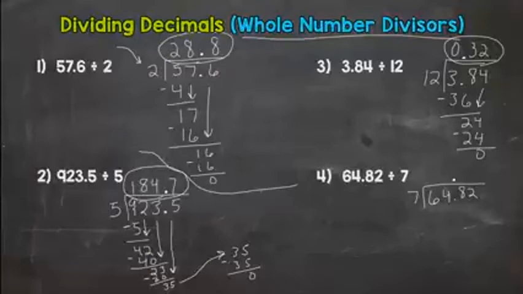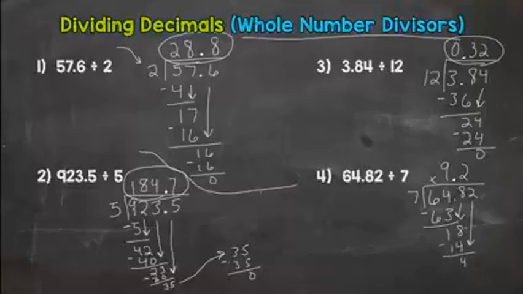So think of your 7s here. Well, I know 7 times 7 is 49, but I can get closer than that. 7 times 8 is 56. 7 times 9, 63. That's as close as I can get. So a 9. Make sure your 9 goes above the 64, not above the 6. Not right here, above the 64. 9 times 7, 63. Subtract, you get 1. Bring down your 8. All right, how many groups of 7 out of 18? 2. 2 times 7 is 14. Subtract, I get 4. Bring down my 2.